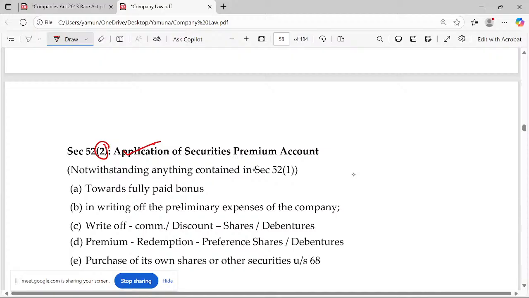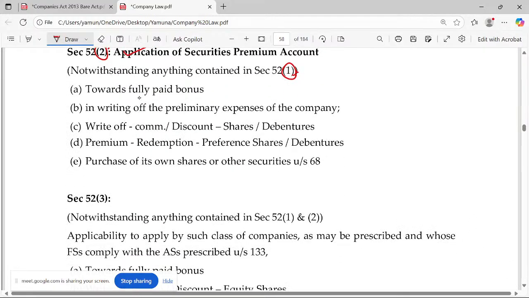Okay. Notwithstanding anything contained in subsection 1, for what purpose can you use it? Towards fully paid bonus shares. So if you're going to issue bonus shares, you can utilize this amount. In writing off the preliminary expenses of the company, what do you mean by preliminary expenses? Preliminary expenses has another name called pre-incorporation expenses. This also will be available in the balance sheet.